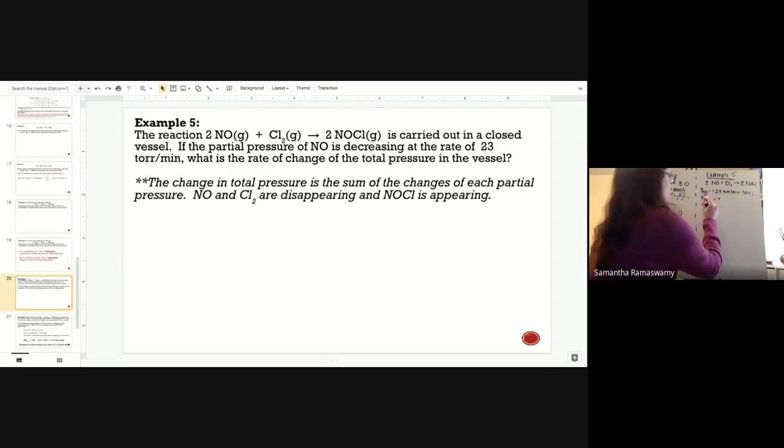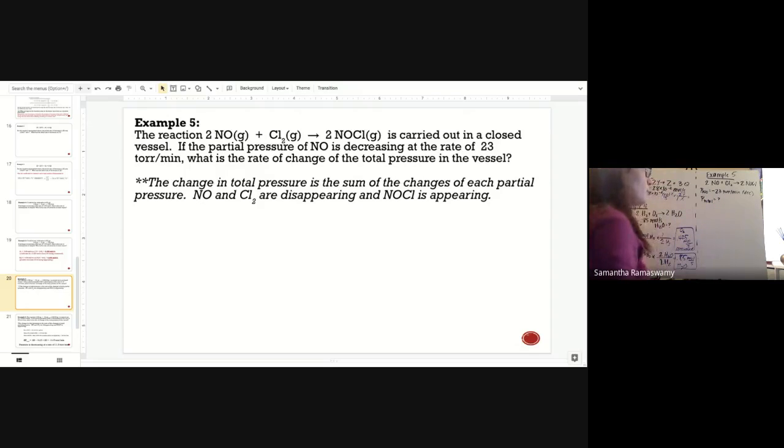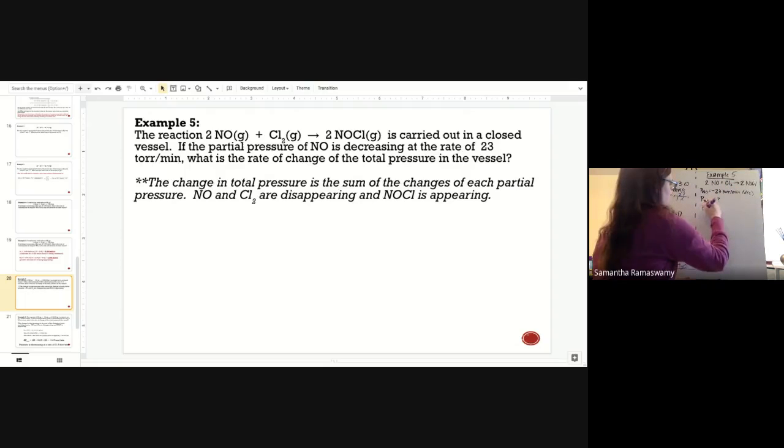It tells us that the pressure of NO is decreasing at 23 torr per minute. NO is a reactant. Over time, reactants will disappear, they'll be used up. So NO is decreasing at 23 torr per minute. What I want to figure out first is what that means about the pressure of Cl2, and what it means about the pressure of NOCl.